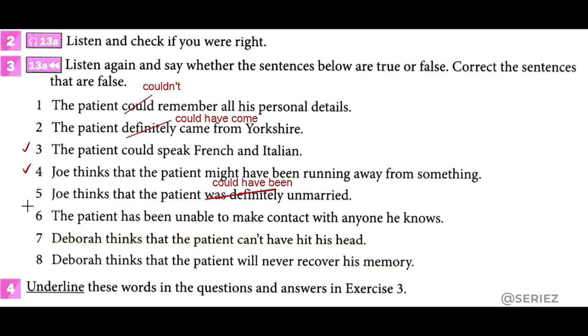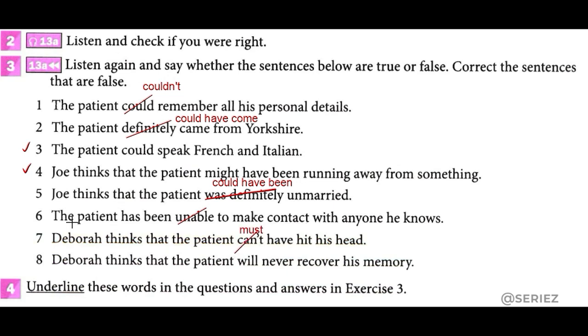Number 6. The patient has been unable to make contact with anyone he knows. گفت که تونسته پدر و مادرش رو پیدا کنه. پس the patient has been able to, not unable. یا the patient was able to. حالا اون has been able هم خوب. Has been able to find his parents. Number 7. Deborah thinks that the patient can't have hit his head. احتمال میداد که سرش رو به جایی نزده. در صورتی که گفت باید سرش رو به جایی زده باشه. must have hit. can تو خط میزنید میگید must.